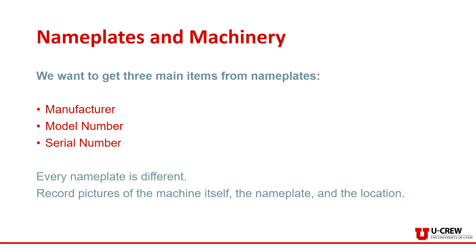The three main pieces of info you need to figure out are the manufacturer, the model number, and the serial number. Now, every nameplate's different. There's not a cut and dry template that everyone uses. Just make sure you take pictures of any equipment nameplates you come across so we can all reference them later. Also, take a picture of the machine itself and record the location of the machinery just in case you want to go back and verify anything.